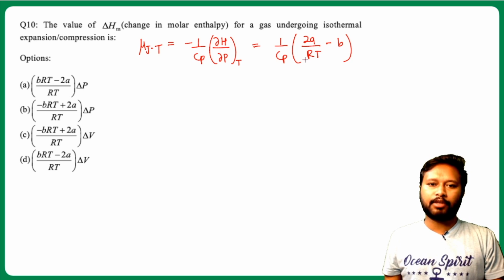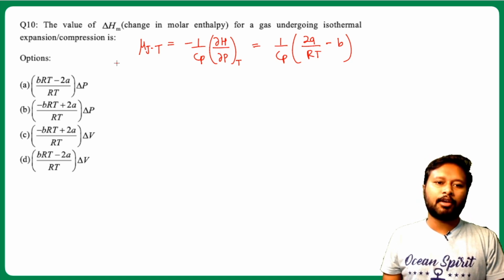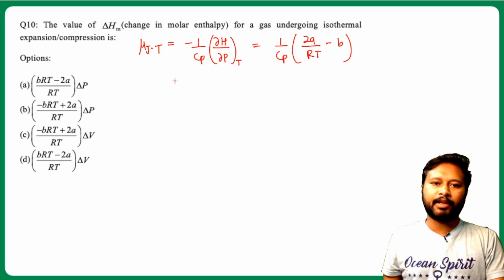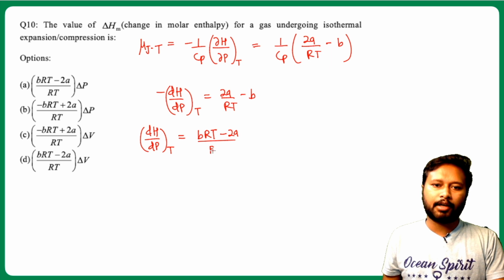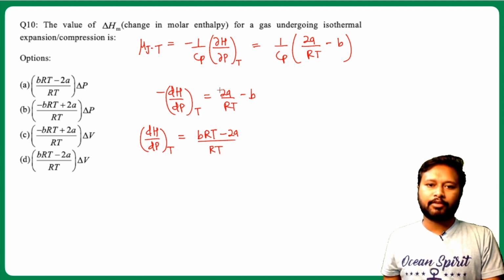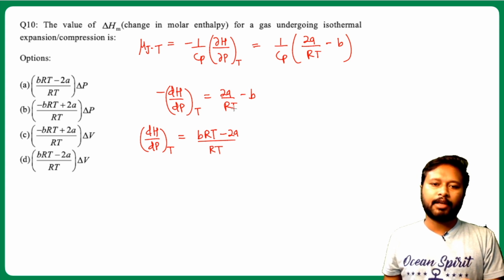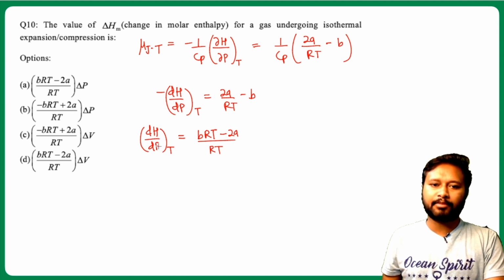Now you can relate these two equations, and you will be able to find out what you need. Okay, so let's try to do it. Cp and Cp will get cancelled out. You will get minus dH by dP at constant T is equals to 2A upon RT minus B. Simply multiply with minus sign and take RT as the LCM. So you will have dH by dP at constant T is equals to BRT minus 2A divided by RT. How it became? Because I have multiplied with minus, so this became minus and this became plus. And I have also taken RT as the LCM. So BRT minus 2A, that's how.